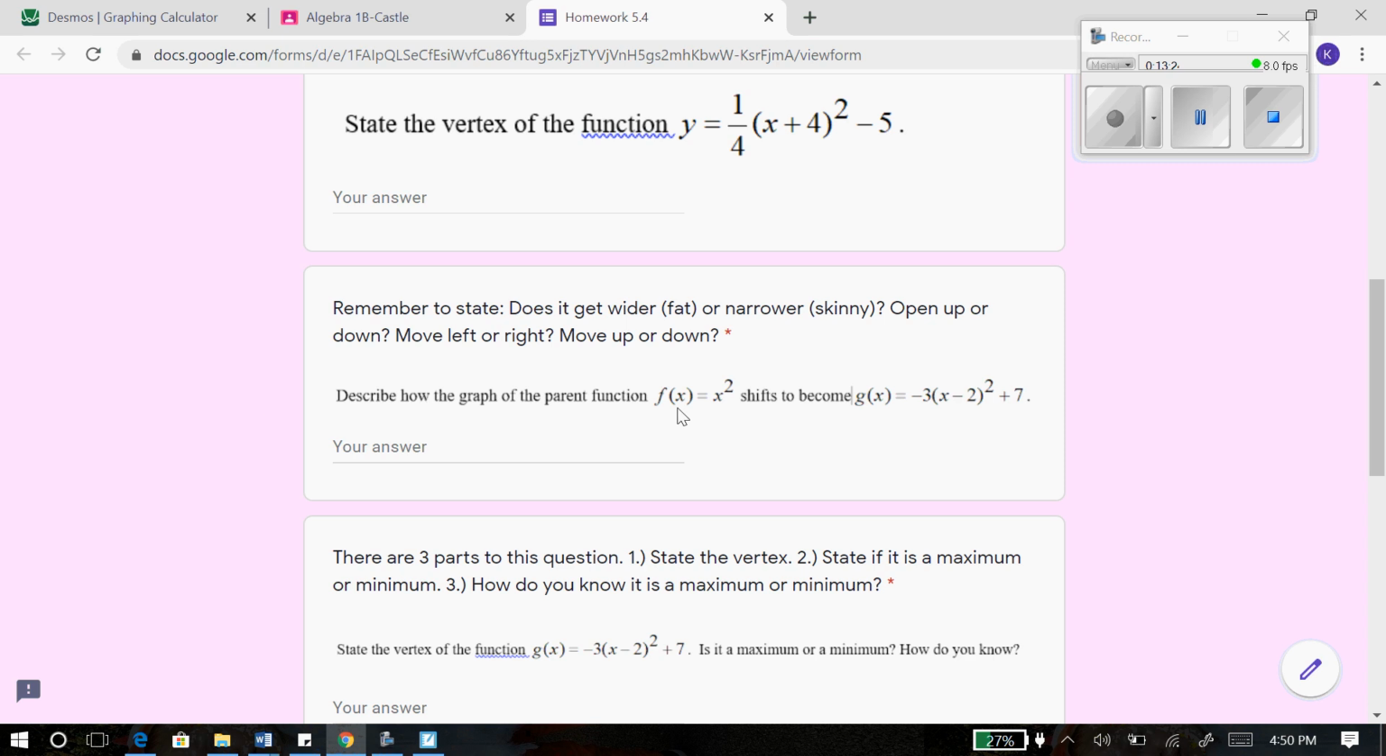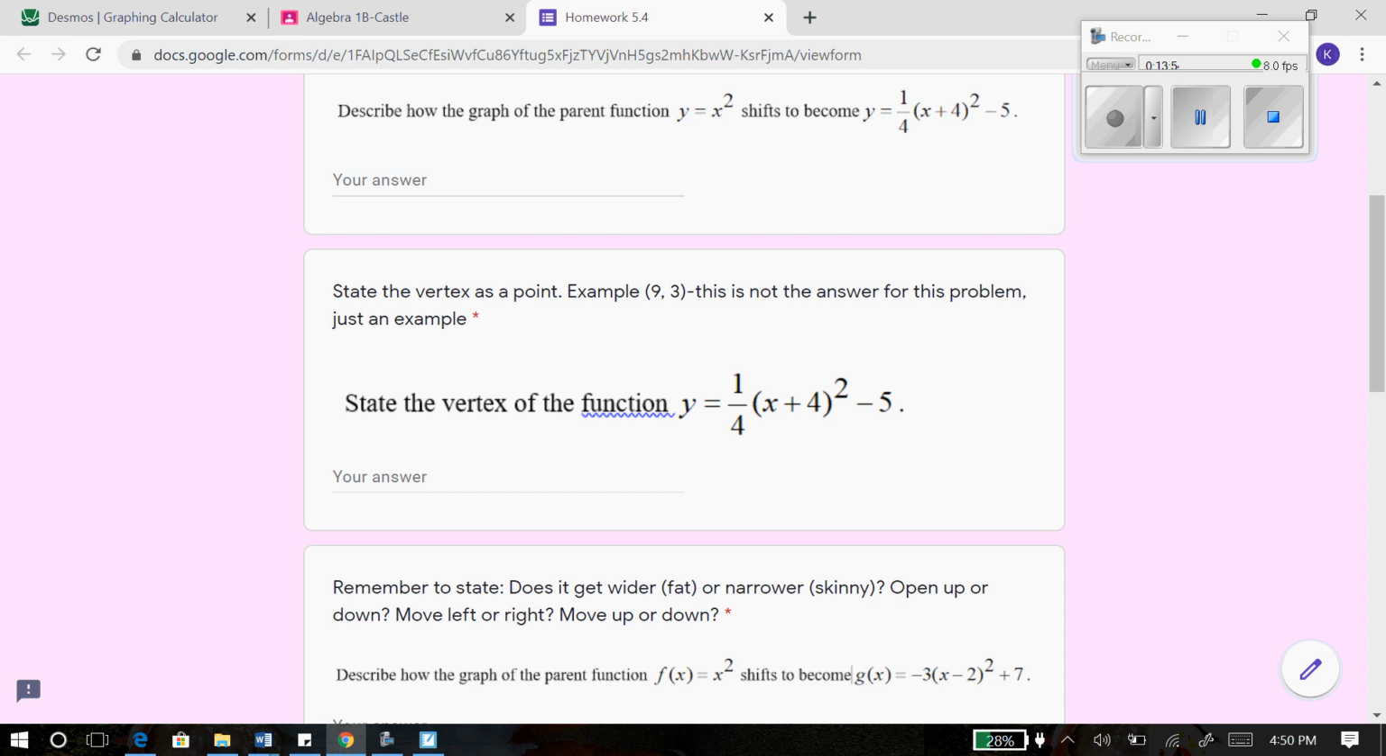This one, I want you to describe how this x squared becomes this. Negative 3, x minus 2 squared plus 7. I'm going to tell you right now, it's going to get either narrower or wider. It's going to open down or up. It will move left and right, and it will move up and down. So I need you to state all 4 things. What does it do? Fat or narrow, up or down, left or right, and does it open up or down?